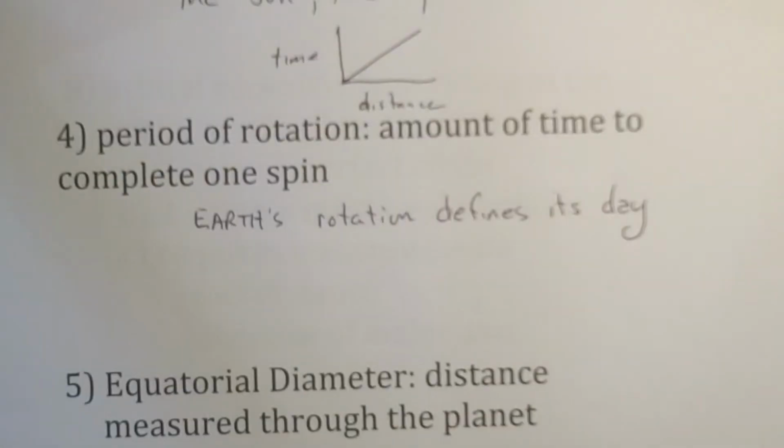between the distance. The Earth's rotation defines its day. So a day on Earth is the amount of time it takes the Earth to complete one spin, which is pretty close to 24 hours.